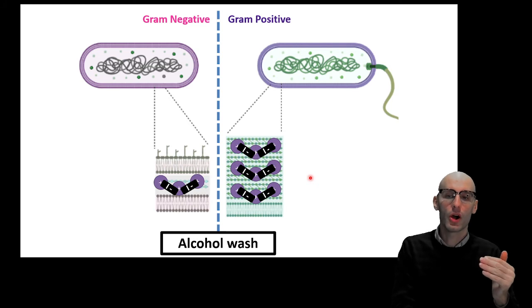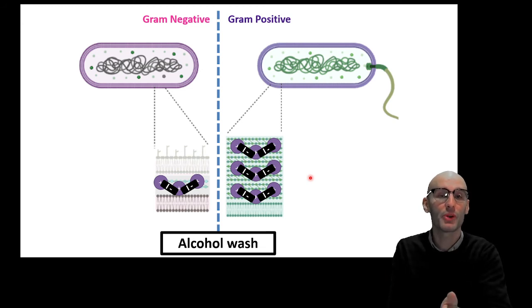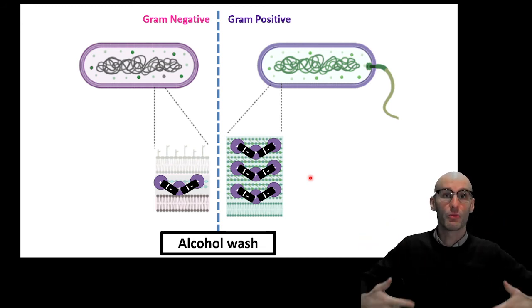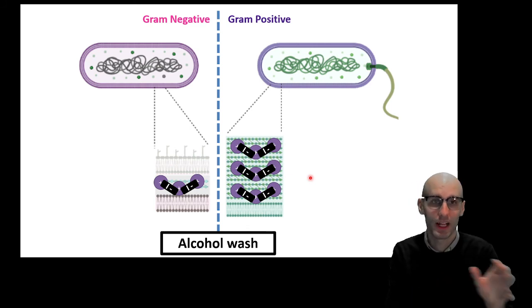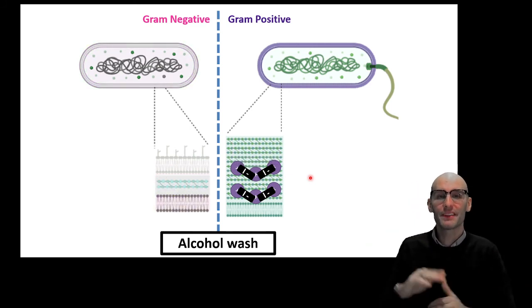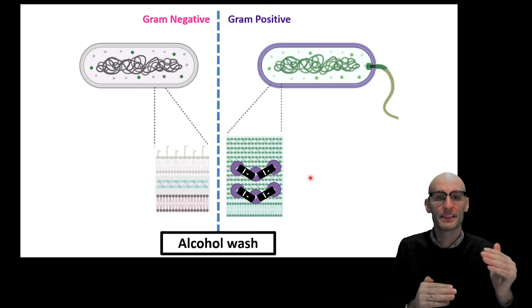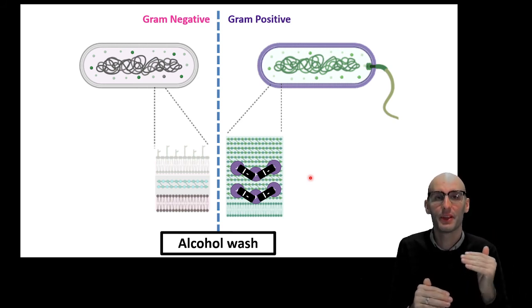Now we do an alcohol wash or an acetone wash. Now alcohol and acetone make membranes permeable, so the outer membrane of the gram-negative bacteria becomes permeable. It becomes not an issue. And now the alcohol and acetone will start to wash out the gram staining, the crystal violet iodine complexes. It will start to wash it out of both, but because of the thickness of the peptidoglycan layer, the gram-positive bacteria take longer to completely wash out the gram staining.